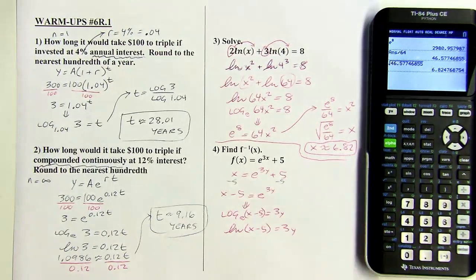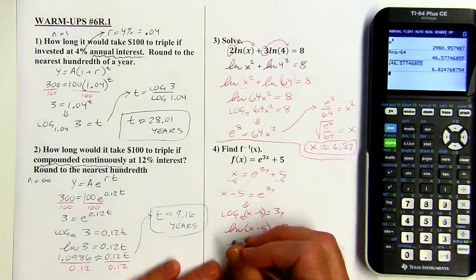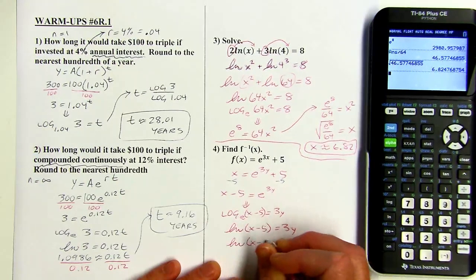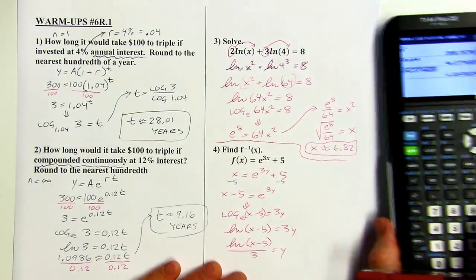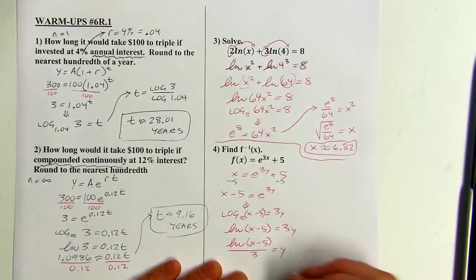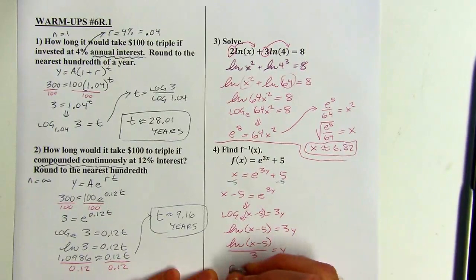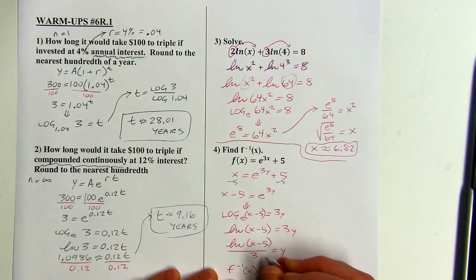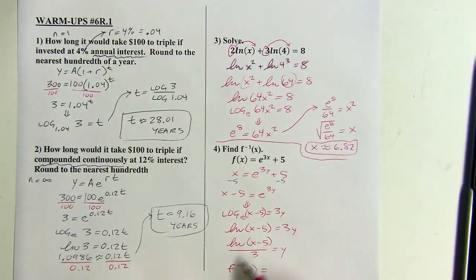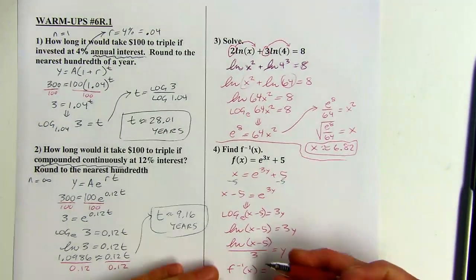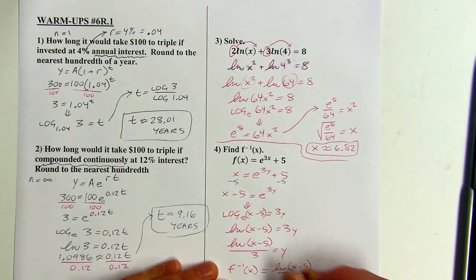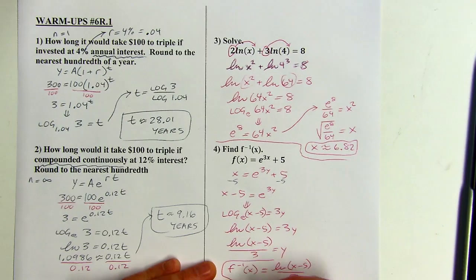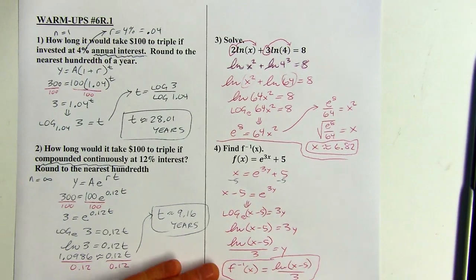Okay, and now we've almost got y isolated. I'm just going to divide by 3. Okay, and there's the inverse. And the last thing is I'm just going to put this in function notation, sorry. So instead of writing y equals all that, I'm going to say the inverse of f of x equals all that. Okay, and that is the end of the warm-up, and I'll see you next time.